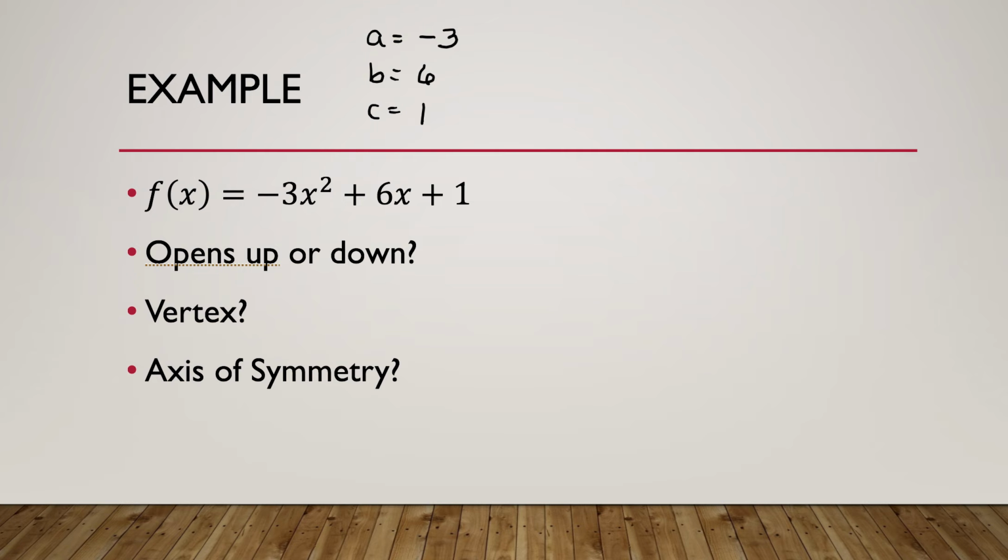All right, remember our rule for whether it opens up or down. We're going to look at the a value, and since the a value is negative, it's less than 0, that's going to tell me that this parabola is going to open down.